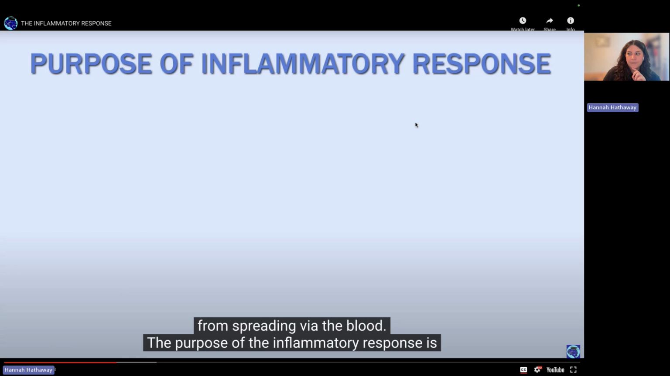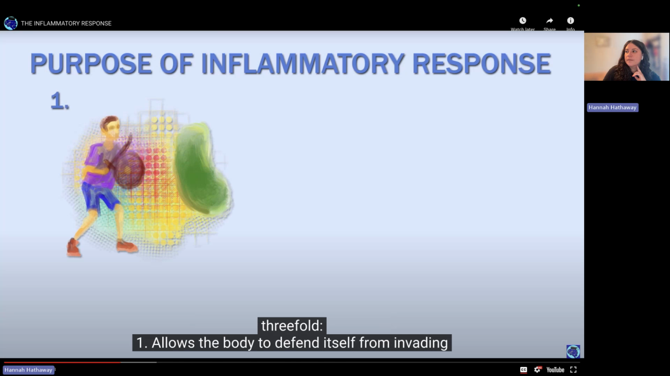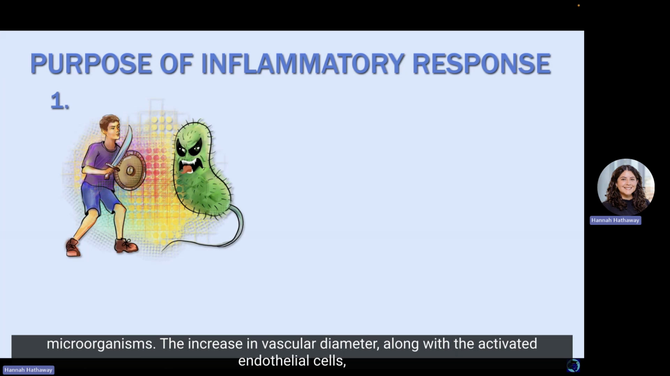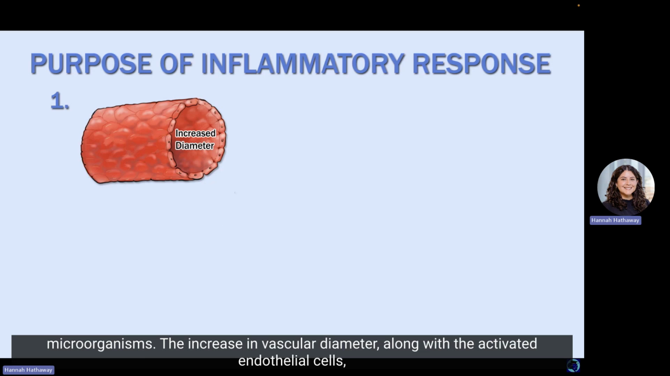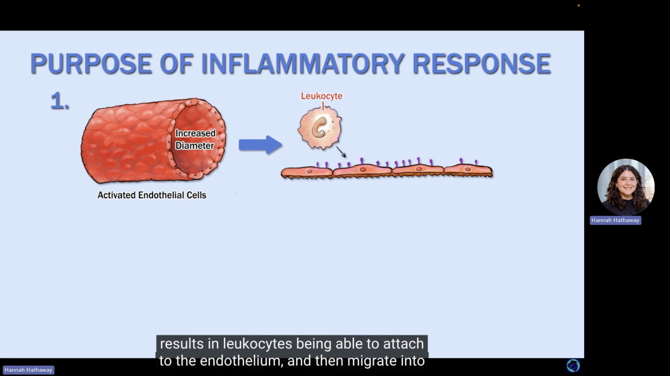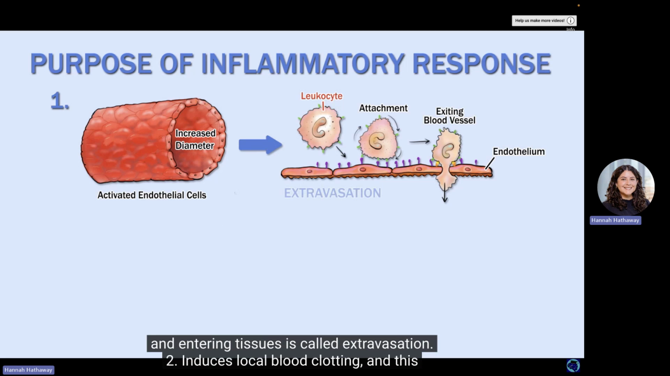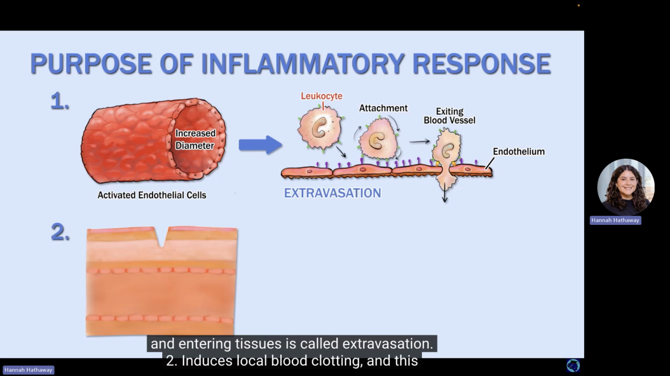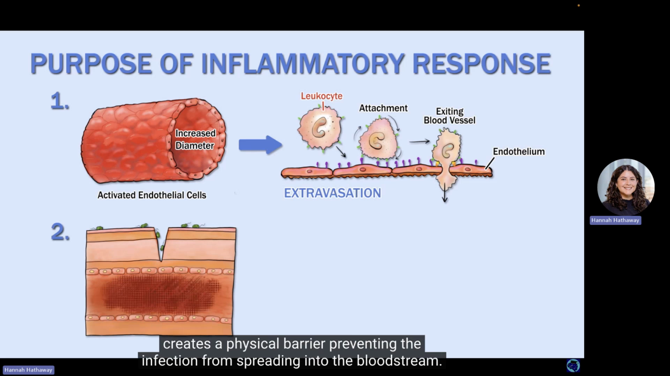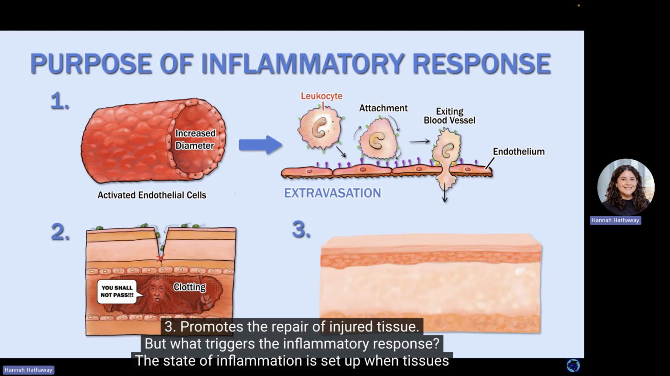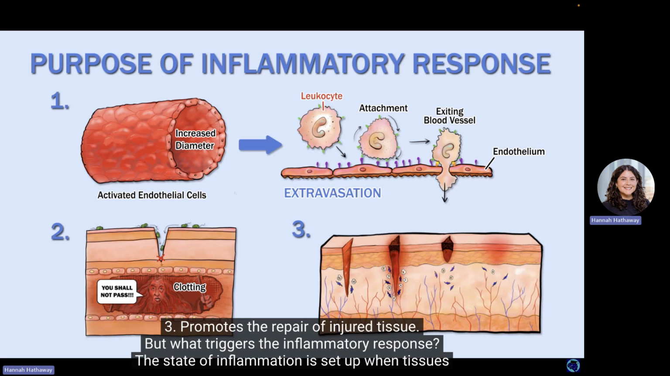The purpose of the inflammatory response is threefold. First, it allows the body to defend itself from invading microorganisms. The increase in vascular diameter, along with the activated endothelial cells, results in leukocytes being able to attach to the endothelium, and then migrate into the tissues where they can attack pathogens. This process of leukocytes leaving the bloodstream and entering tissues is called extravasation. Second, it induces local blood clotting, and this creates a physical barrier which prevents the infection from spreading into the bloodstream. Third, it promotes the repair of injured tissue.